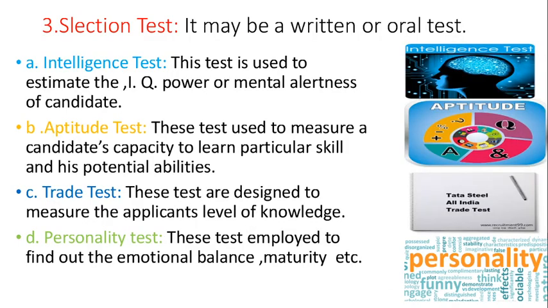Then the third one is the selection test. In this third step, various written or oral tests are conducted. It includes various tests. The first one is the intelligence test. This test is used to estimate the IQ or mental alertness of the candidate. The second one is the aptitude test. This test is used to measure the candidate's capacity to learn a particular skill and his potential abilities.